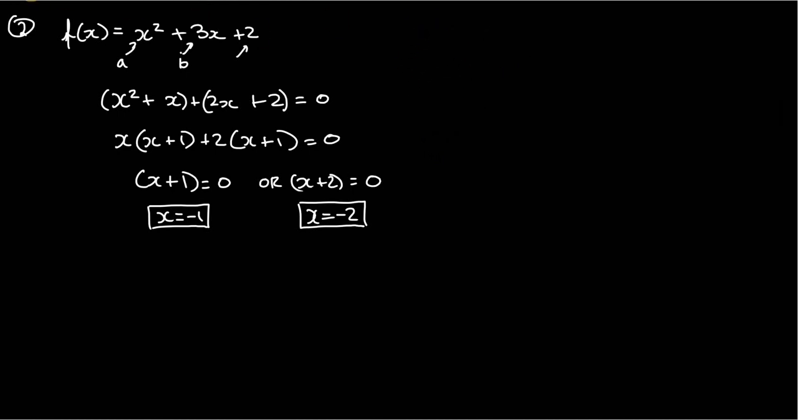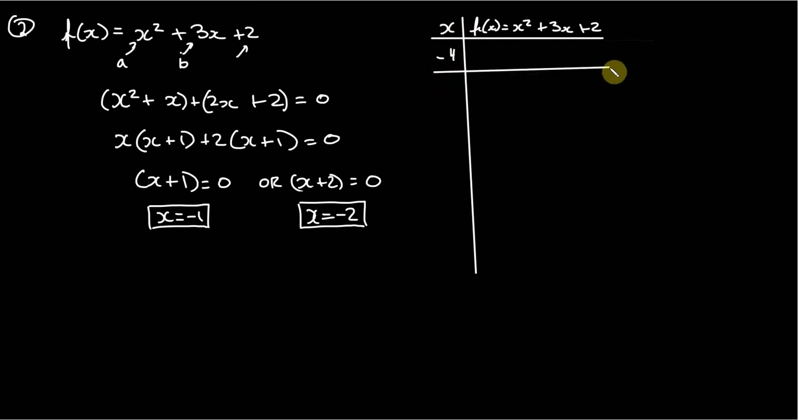Alright, but before we get there, let's make a table of values just so we can see how everything corresponds and connects. It's always quite interesting to do so. So here's our x, and this is f of x equals x squared plus 3x plus 2. We are asked to take values of x from -4 to +4, so we'll start at x equals -4.